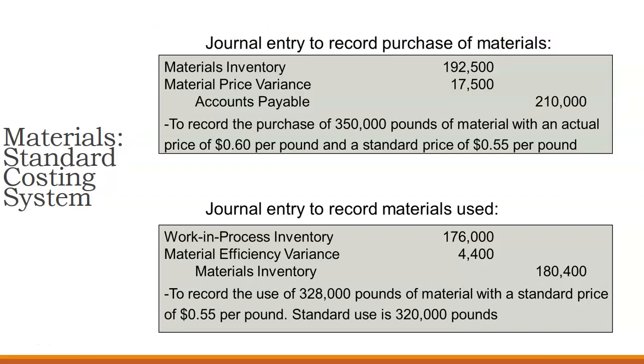So we have a journal entry to record the purchase of our materials on top, where we would record the purchase of that 350,000 pounds of material with an actual price of 60 cents per pound against our standard price of 55 cents per pound. And then the second journal entry is to record our amount of materials used, the 328,000 pounds that we actually used, with our efficiency variance account, where we record our efficiency variances for material.